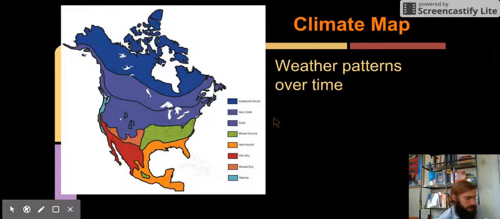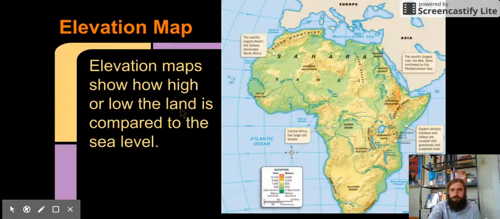Use this information to fill out part 2 of your worksheet. What a climate map shows you, and that question, do you see hot, humid weather in the north or south? I see this hot color, this orange color that signifies hot, humid weather. And I see that more in the south than I do in the north. So that's going to show me that hot, humid weather happens more in the south than in the north.